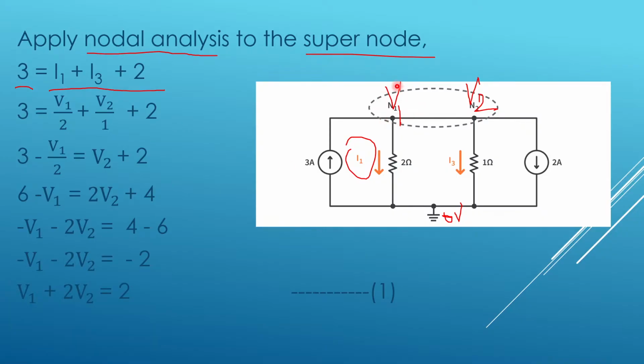Okay. I1 is V1 minus 0 divided by 2. I didn't write 0 here. Similarly, what about I3? I3 is V2 minus 0 divided by 1. So replace I1 and I3 with node voltages. Write it down in terms of node voltage and their respective resistances.